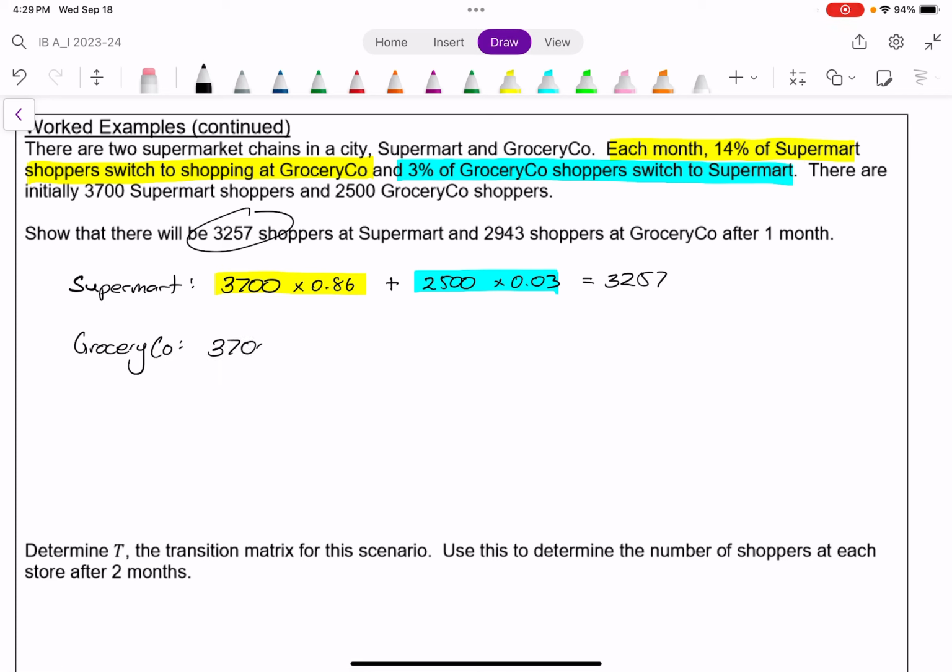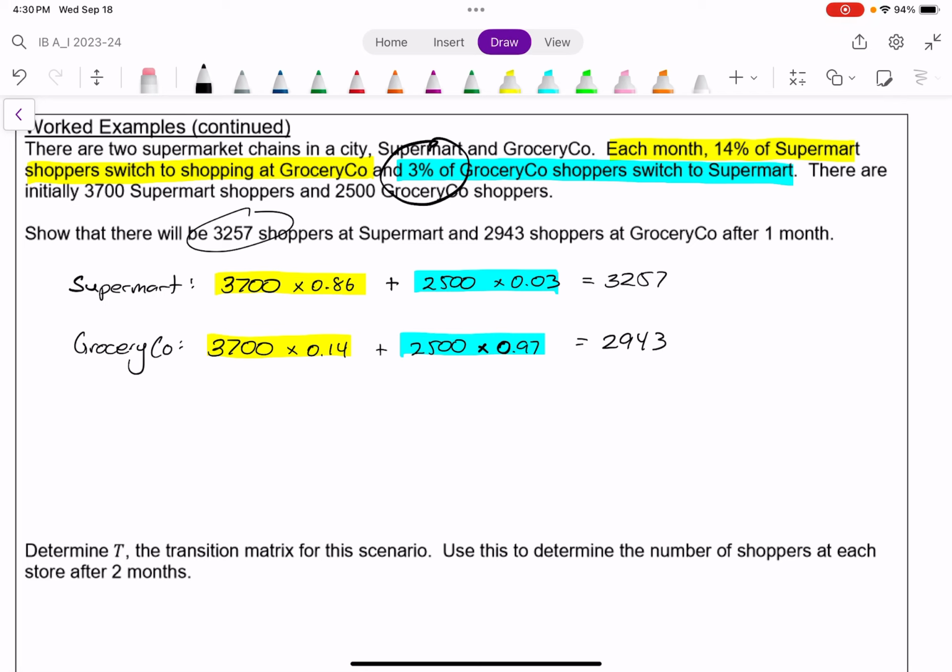For Grocery Co., they take 14% of Supermart. So they take 14% of this 3,700. So I can take 14% of that. Plus they have their own customers. They have 2,500, but they do lose a little bit of them. Remember, 3% of them went to the other company, so they still keep 97%. And if you calculate this, you indeed get 2,943.